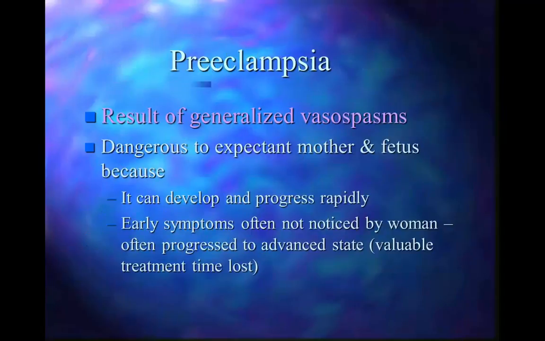Then we talk about preeclampsia. Preeclampsia also could be called pregnancy-induced hypertension. But preeclampsia is a good term because eclampsia means seizures, and preeclampsia is the condition prior to the woman developing any seizures. It is dangerous to the expectant mother and the fetus because it can develop and progress very rapidly, and the early symptoms are really going unnoticed by most women, and they often progress to the advanced state. So you've got valuable treatment time that is lost.